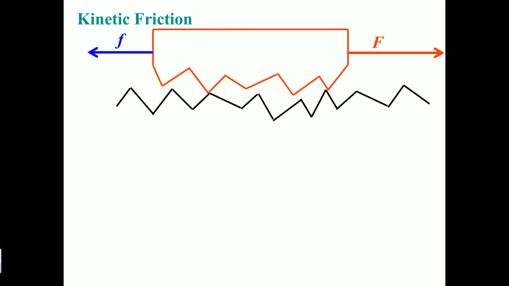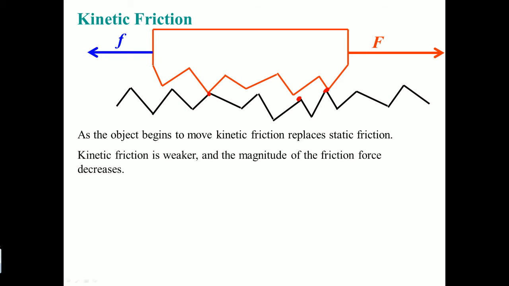Kinetic friction: you see how the interlock gets out, the object's already moving here. When an object begins to move, the kinetic friction now replaces the static friction. It still is in contact. You see the bumps right here are still bumping on the surface, right? But there's less contact with the surface, but there's still contact. And we call this the kinetic friction, the collision or the touching of the object when the object is moving. The kinetic friction is weaker, and the magnitude of the friction force decreases.